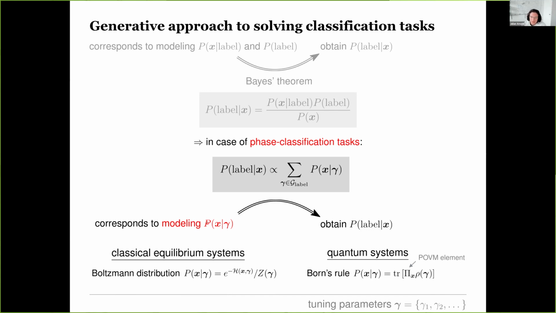And in physics, that is usually very well characterized, and we have quite a good idea of how this object looks like. So for example, in the case of classical equilibrium systems, these will be Boltzmann distributions. And in the case of quantum systems, these will take the form of a Born's rule, where rho is the corresponding density matrix, which is parameterized by gamma, and pi x is a POVM element.